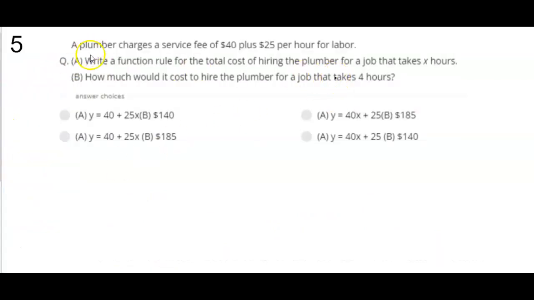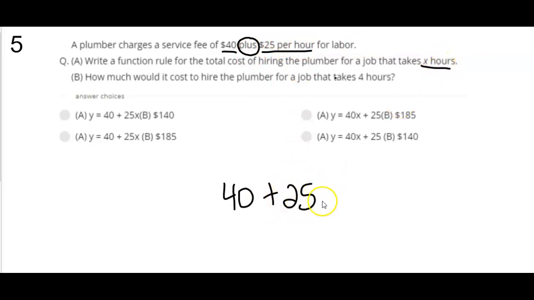All right, a plumber charges a service fee of $40 plus $25 per hour for labor. Write a function rule for the total cost of hiring the plumber for a job that takes x hours. So we know that it's $40. We know there needs to be a plus sign, and then $25 per hour. And it says over here to let x represent hours. So $25 per hour means that we would multiply by x. So that's how we would write the function rule.